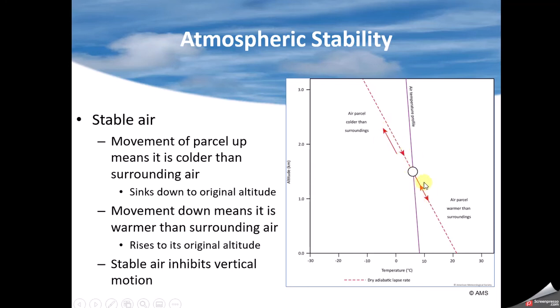Now, let's lift another air parcel, and we'll say that air parcel is actually warmer than the surroundings. Say it has a temperature of 10 degrees, and the air around it is only 5. Well, it's 5 degrees warmer, so that air parcel is going to want to rise. And the more that temperature difference is, the faster that air parcel is going to rise. The more it's the other way, the colder it is, the faster that air parcel is going to sink.